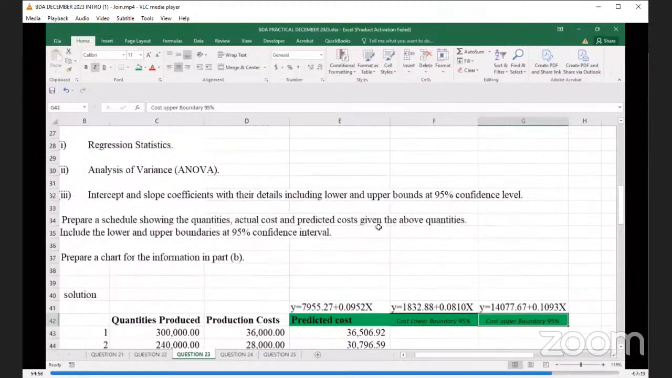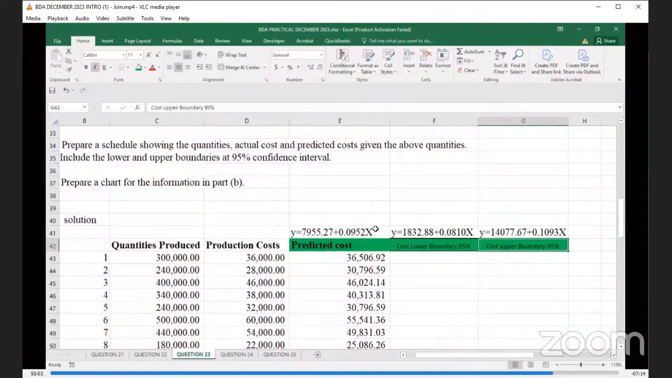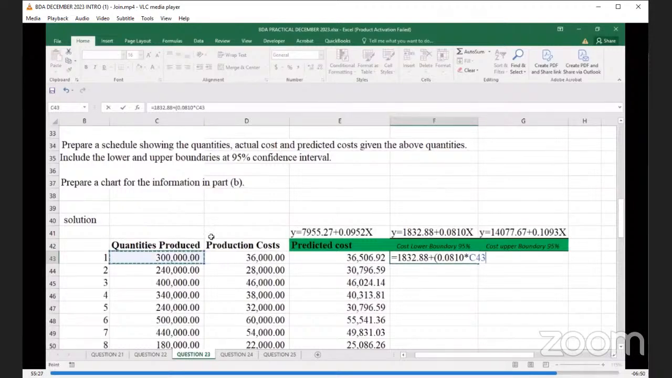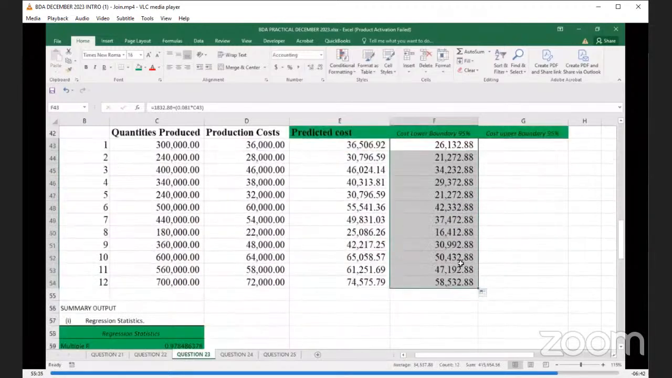So can we now determine our cost at the lower and upper boundary? Yes, that will be very easy, because all I need to do is work out my equation: 1832.88 plus 0.0810 times our units. Remember, these are the units that I was given there. So literally, I'm going to close it and autofill. Sure, I'm having my data given there.